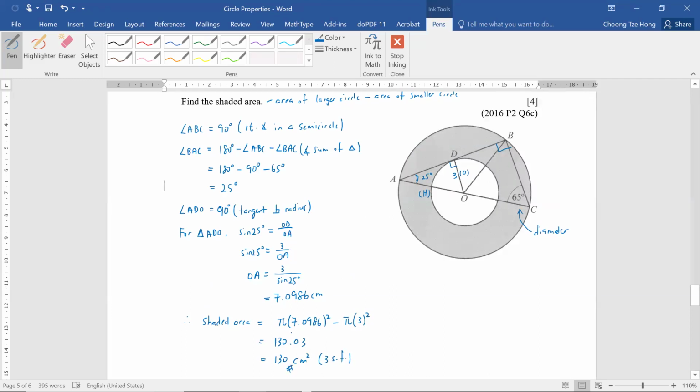So not too difficult. Think about the properties, think about the info that you have, and then try to populate the diagram, and from there try to craft your answer. Over here, it's obvious that we need to use the area of the larger circle minus the area of the smaller circle. In order to do that, we need the radius of the larger circle, so we go about trying to find that out.